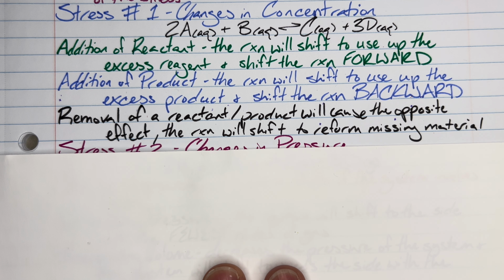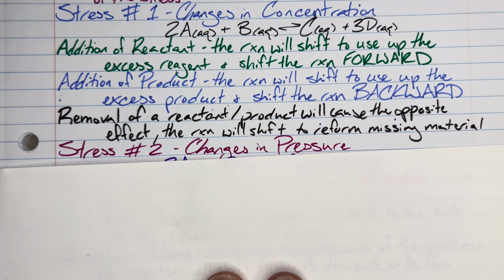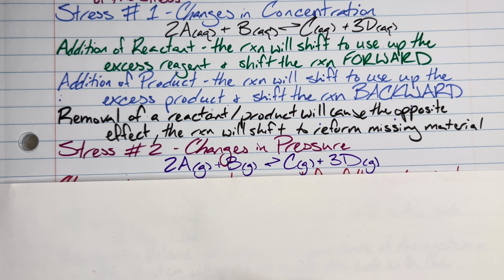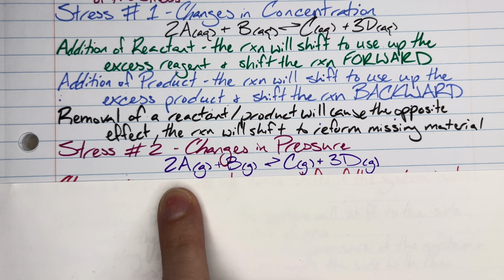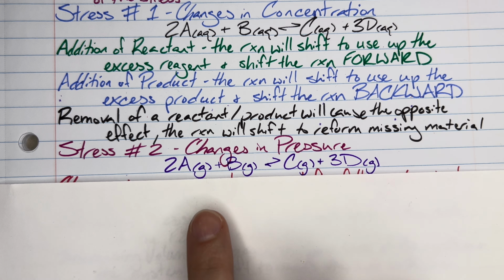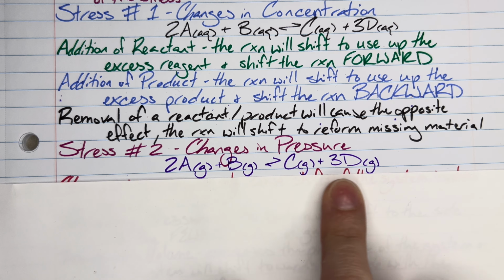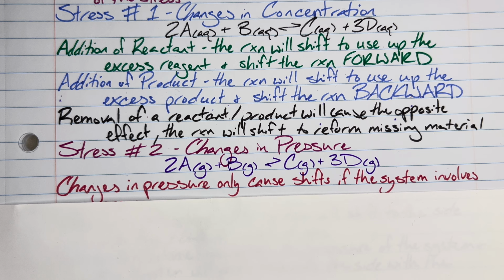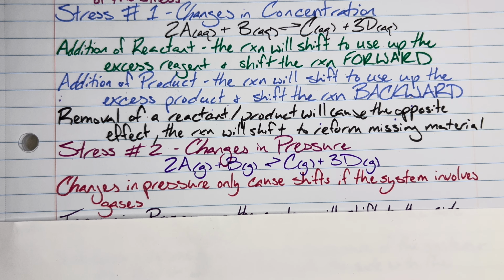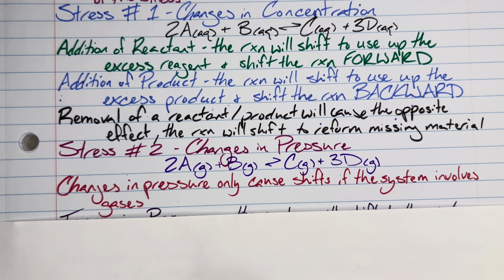The second type of stress that we're going to look at are going to be changes in pressure. Changes in pressure are only going to affect systems where we have gases present. And remember that for it to be at equilibrium, we do need to be in a closed system. So all of these reactants and all of these products are gases here. And again, changes in pressure only cause shifts in systems that involve gases.